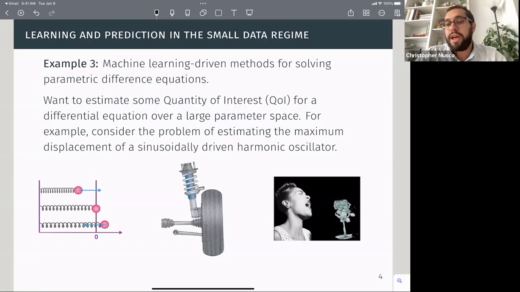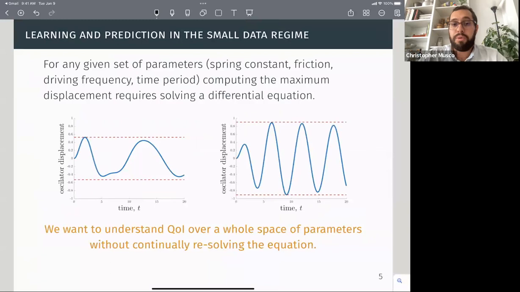You want to understand, when I solve this equation, what is the maximum displacement of the oscillator? So what's the maximum stretch in my springs? How would you do this? Well, the solution of the maximum is going to depend on constants governing your differential equation.